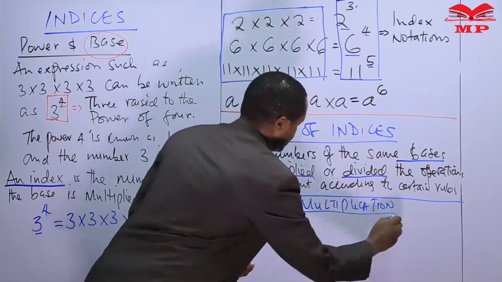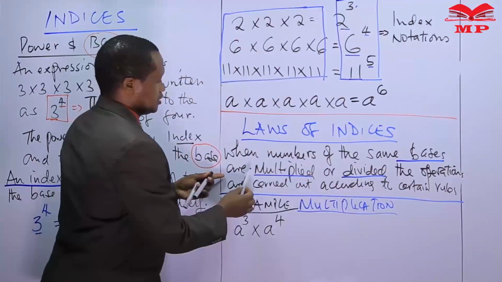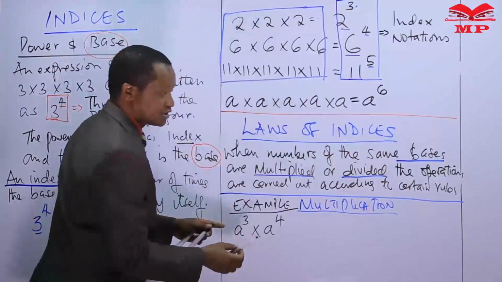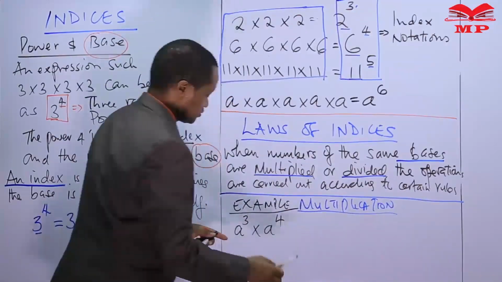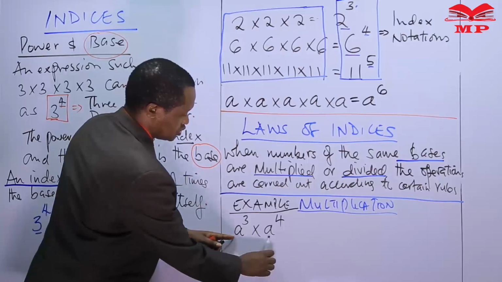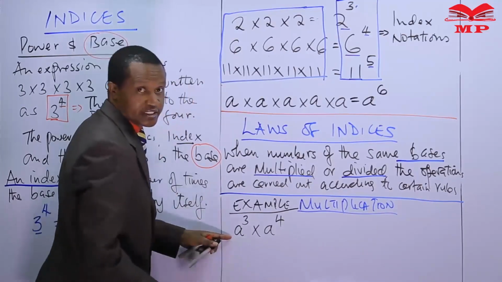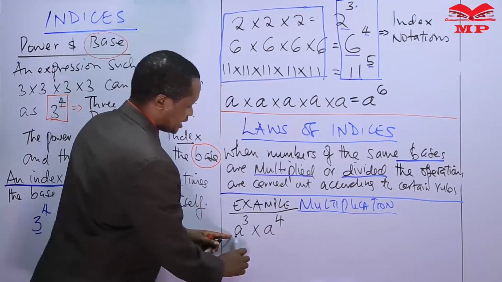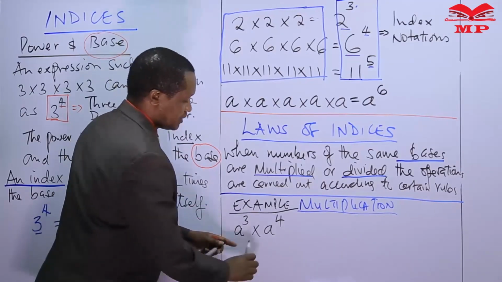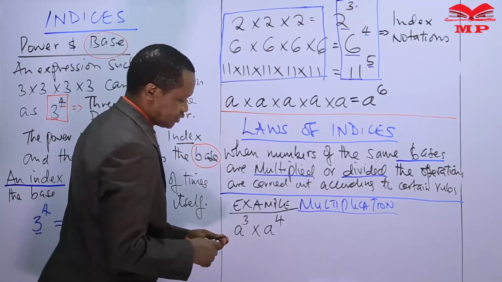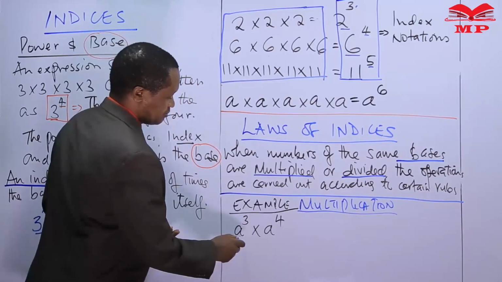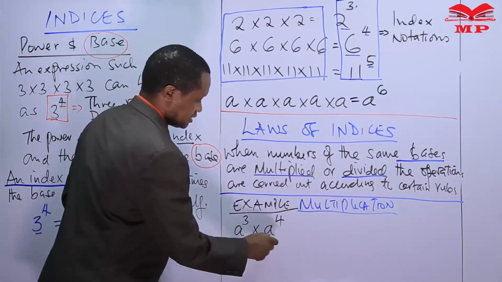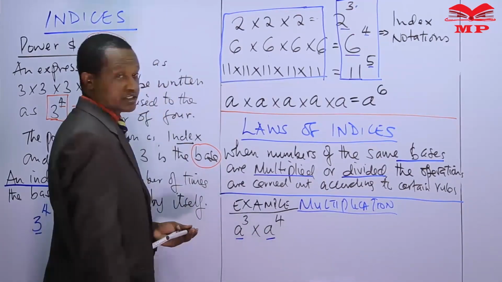Because here we have said, when numbers of the same base are multiplied or divided. So let's first look at multiplication. These two, this A represents numbers. Okay, they represent numbers. So where numbers of the same base are the same, you can see here this base A is the same as base A in the second number.